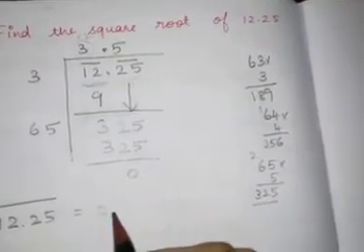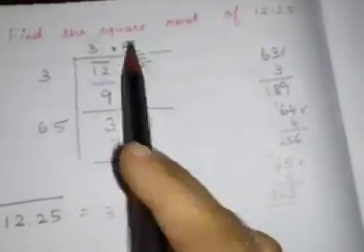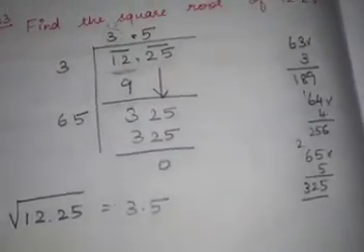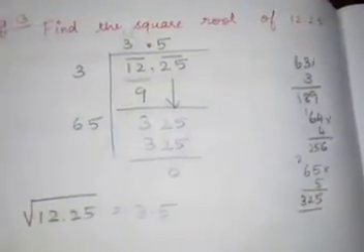Answer is 3.5, because we got the answer as 3.5 in the quotient. So the square root of 12.25 is 3.5. Understood? This is how you should separate it. Then as usual, square root calculations we have to do.